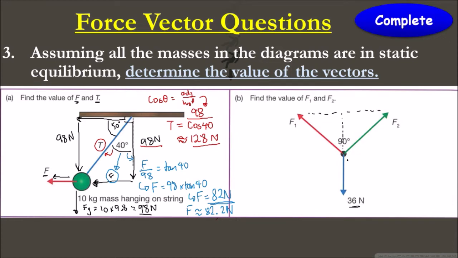Now we have two strings. If I just draw the triangle out again, let's say this is F1 here. This Y component that I have here, this bit coming up, that'll be 36 divided by 2, because there are two strings that are sharing this vertical force.